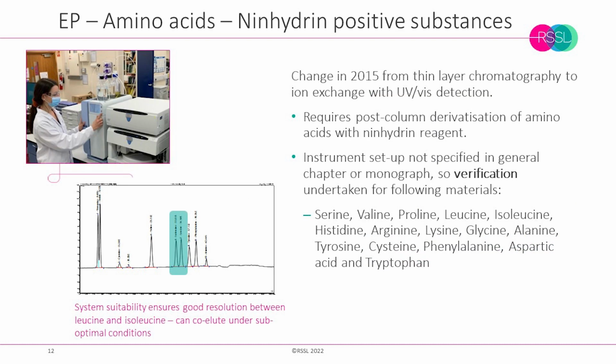In 2015, the European Pharmacopoeia moved from the traditional thin layer chromatography method of assessing ninhydrin positive impurities within amino acid raw materials to stipulating that a chromatography-based technology must be used. RSSL worked with Thermo Scientific to find a solution which achieves chromatographic separation with ion exchange columns coupled to a post-column derivatization instrument that introduces ninhydrin to the sample after separation is achieved.